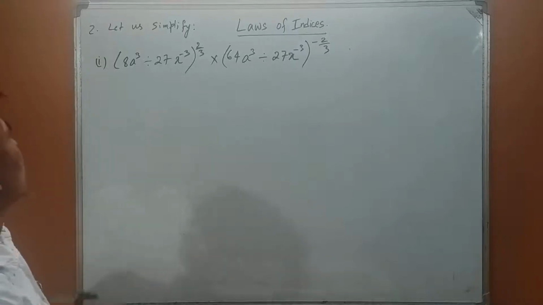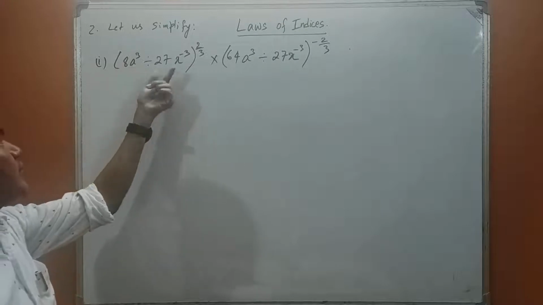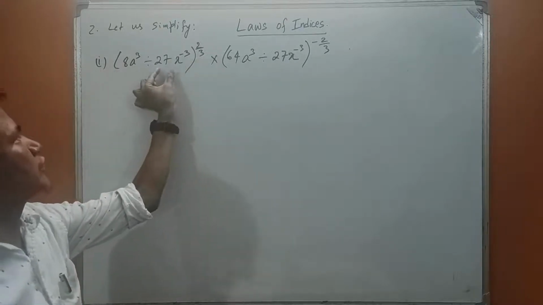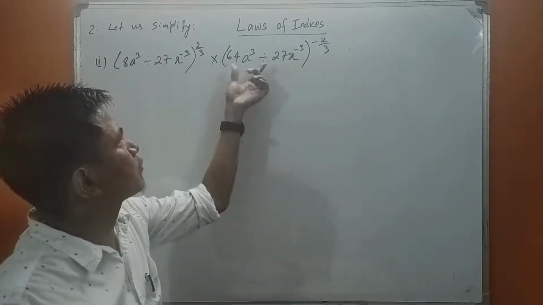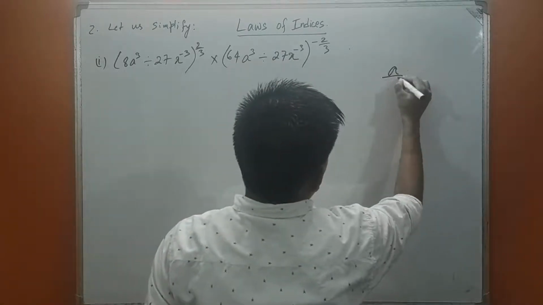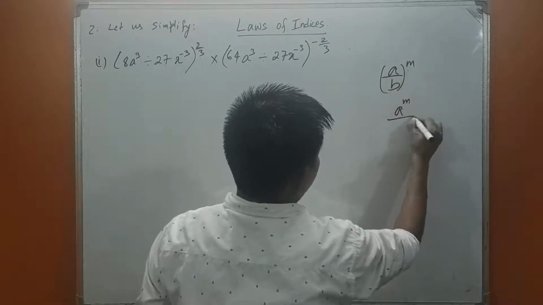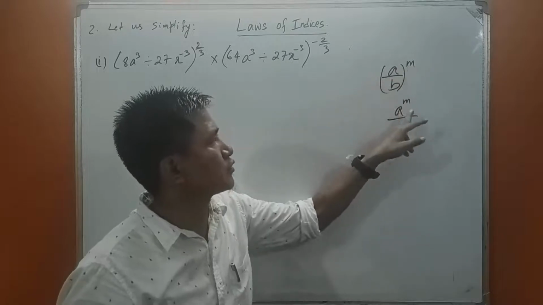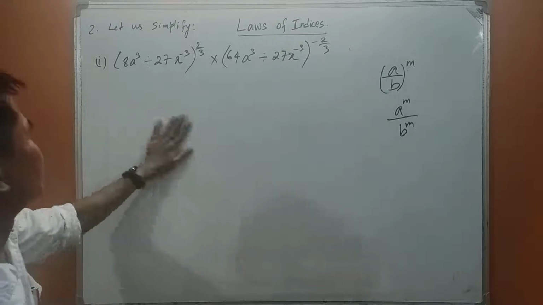Let's do question number 1 of 2, okay? Simplify. This 2 upon 3 power is for both the numbers 8a cube and 27x to the power minus 3. Here, minus 2 upon 3, this power is for both the numbers, okay? As we know that a upon b whole to the power m means a to the power m and b to the power m separately. This m is for both the numbers, so this can be written separately like this, okay? Isn't it?